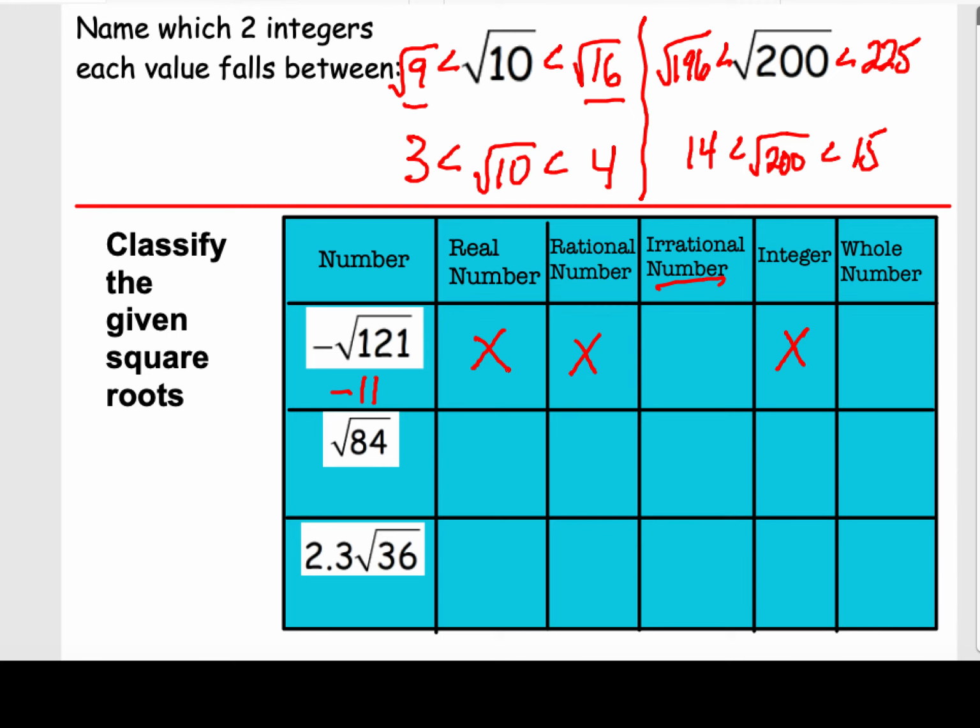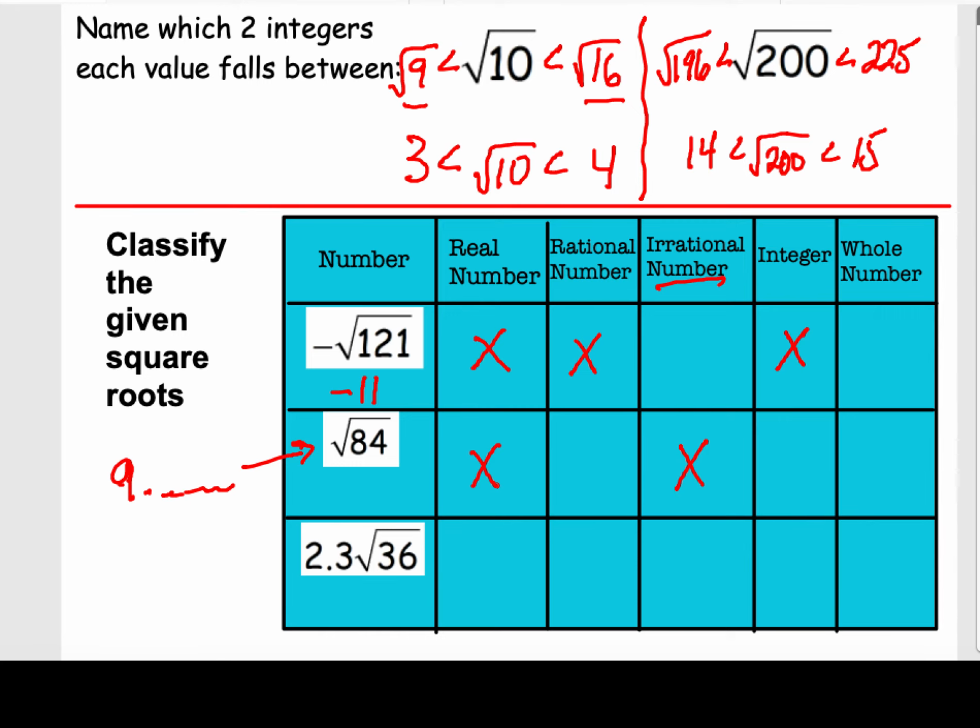The square root of 84, though, is going to fall between the square root of 81, which would have been 9, and the square root of 100, which would have been 10. So between 9 and 10, it's going to be 9 point something, which just means it's an irrational number. Now remember, that still means it's real. It just means it's not rational, and it can't be an integer or a whole number then.